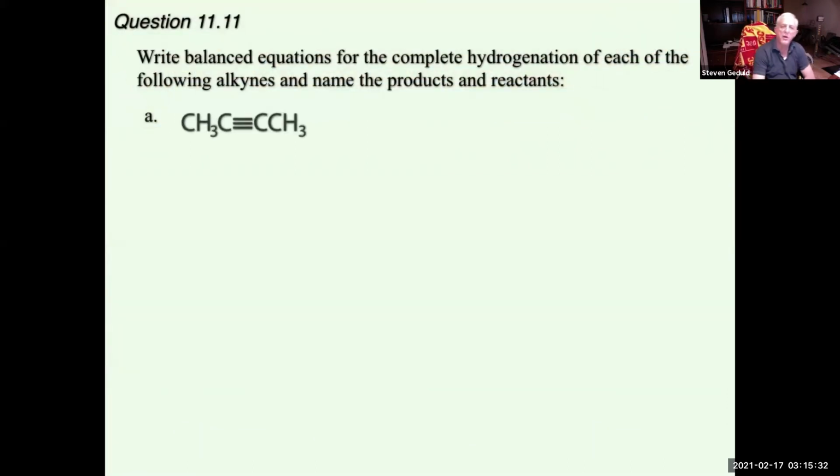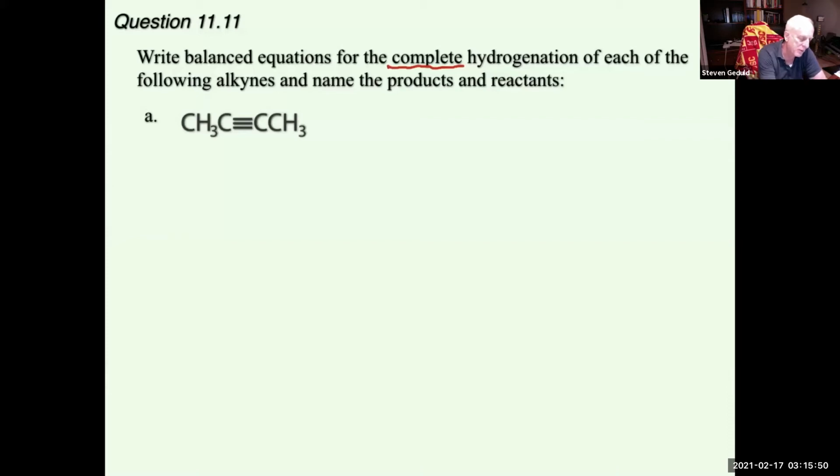Okay, so write a balanced equation for complete hydrogenation of each of the following alkynes and name the products and reactants. Okay, so name everything. And you want complete. Complete means it goes all the way to an alkane. You're not stopping halfway. You're not stopping at an alkene.